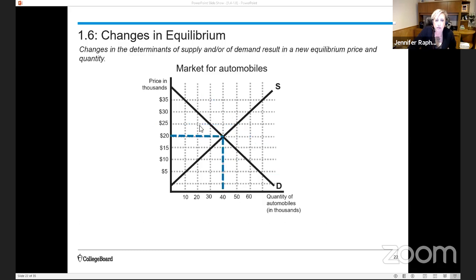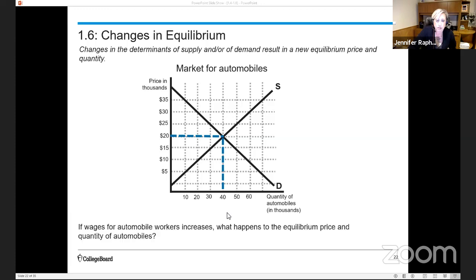Okay, now let's do the same thing, but we'll look at a different shift factor. So again, we're at equilibrium, $20,000 for a car, and at that price, 40,000 cars are being purchased. If wages for automobile workers increase, what happens to the equilibrium price and quantity of automobiles? Well, when you see wages, think supply. Wages is an input price, right? It's factor income for labor. So if wages rise, then profitability is going to fall. So supply is going to decrease. We show a decrease in supply by shifting the supply curve to the left.